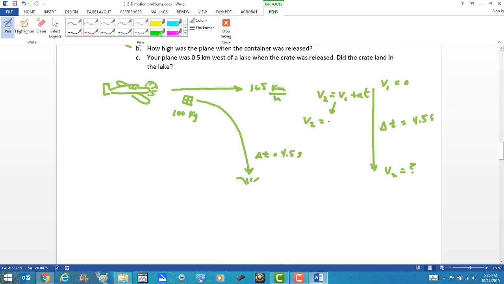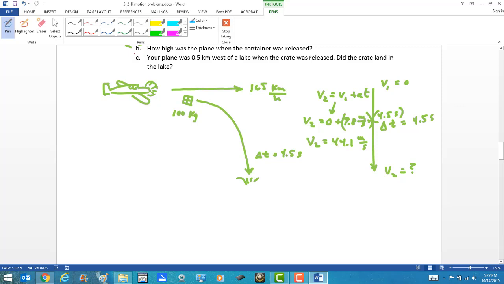Substitute 0 for the initial velocity. Since we're dealing in the metric system, use 9.8 meters per second squared for the acceleration due to gravity, and you're given the time in the problem as 4.5. So the final velocity is 9.8 times 4.5.